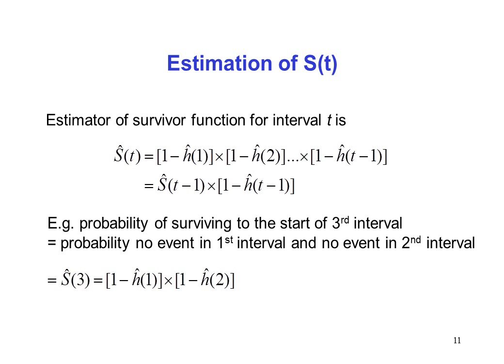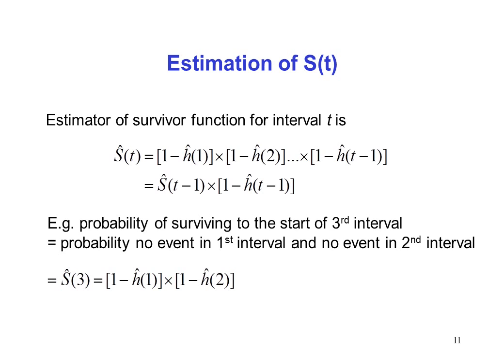All right. Now, once you've got the hazard, you can directly calculate the survivor function from that. Remember that the survivor function is the probability of surviving beyond interval t. So that is the probability that you don't have the event in time interval 1, that's 1 minus the hazard for time point 1. You don't have it in time 2, and so on, you don't have it in time t minus 1.